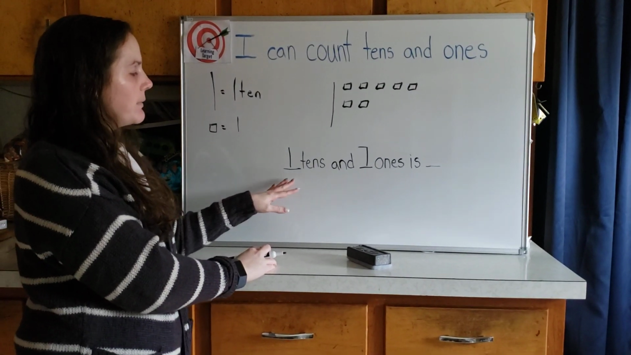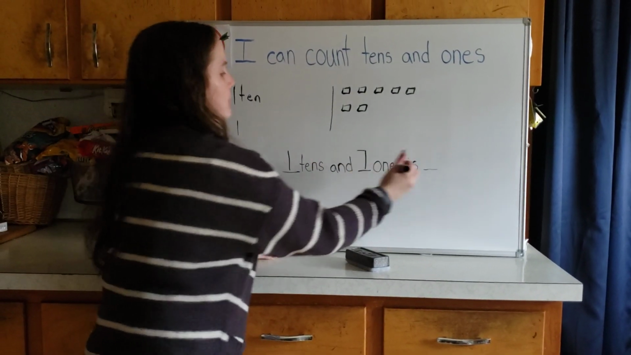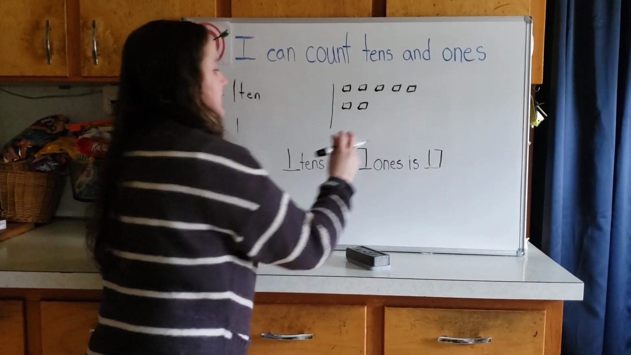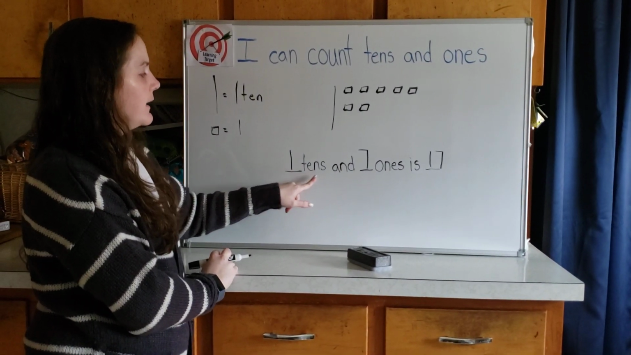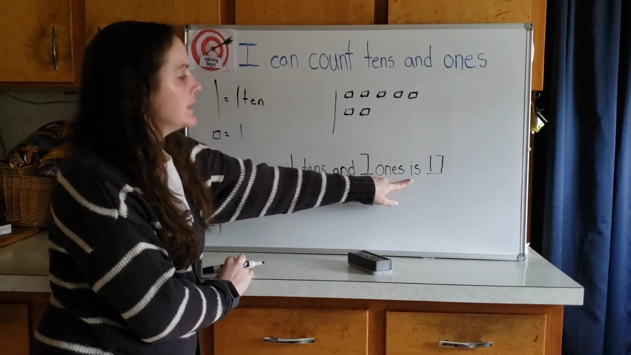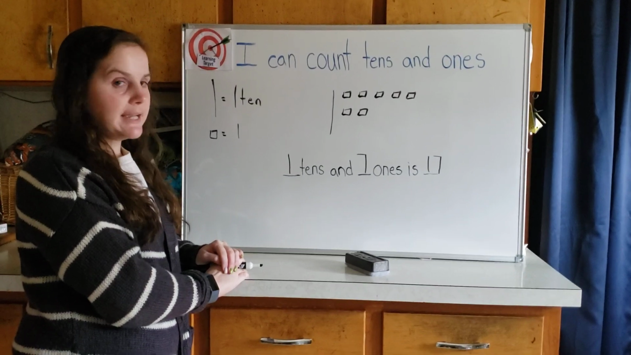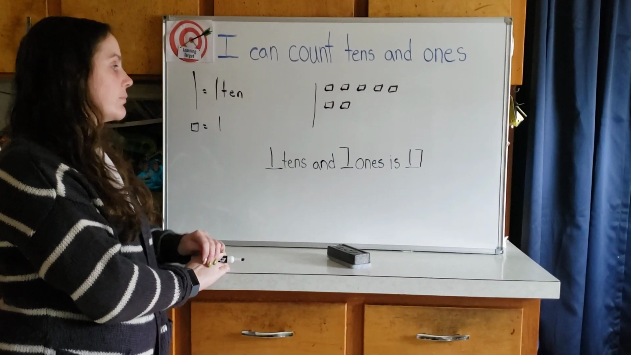All right, now I need to put my tens and my ones together. So I have my 1 and my 7. So my sentence says 1 ten and 7 ones is 17. So I think the answer is 17. But again, let's check and make sure.